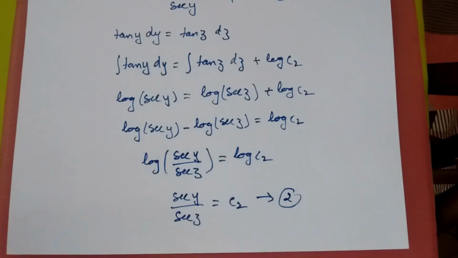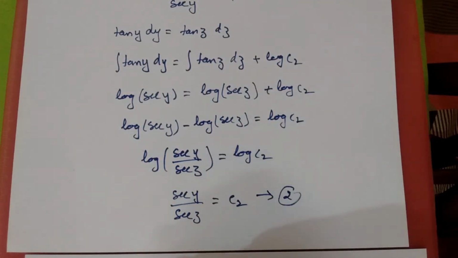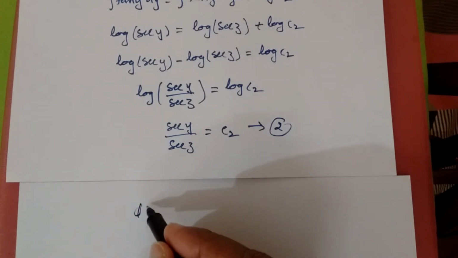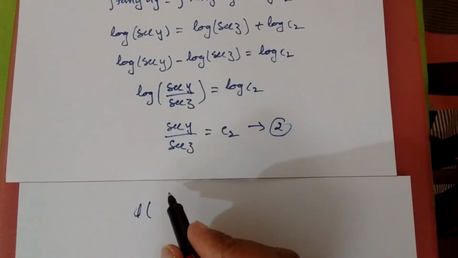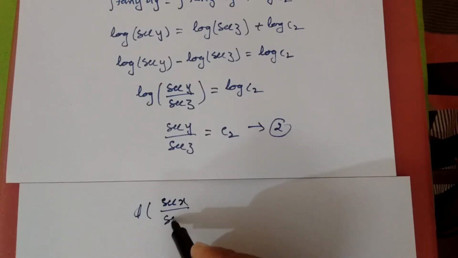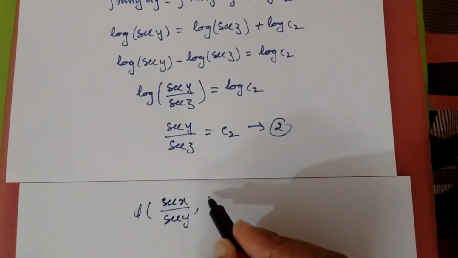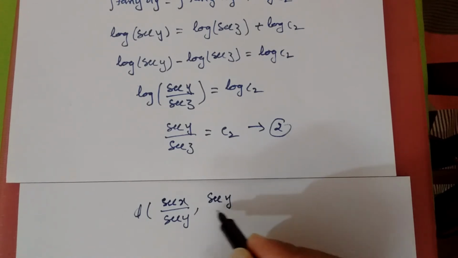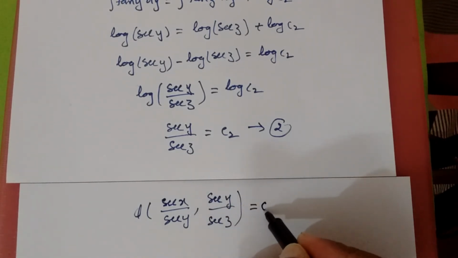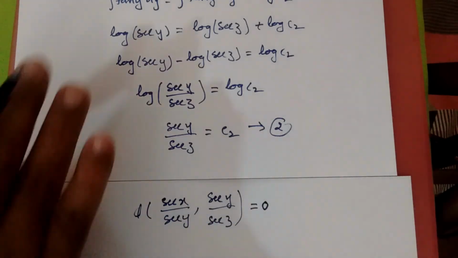That's the next solution. So if you try to combine equation 1 and 2, we get the solution to be phi of, so check equation number 1. Equation number 1 is secant of x by secant of y, and equation number 2 is secant of y by secant of z. It will be equals to 0. So that gives you the solution.